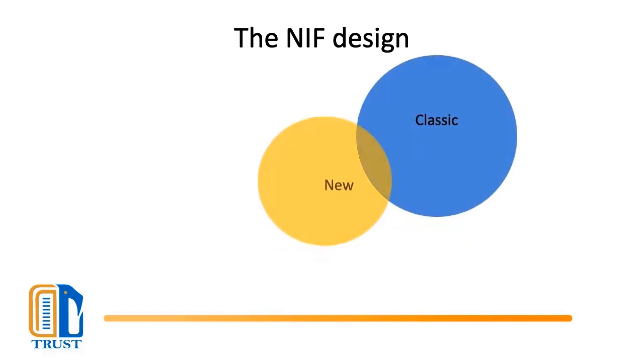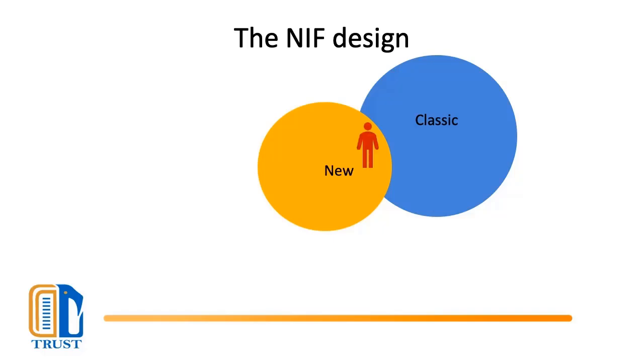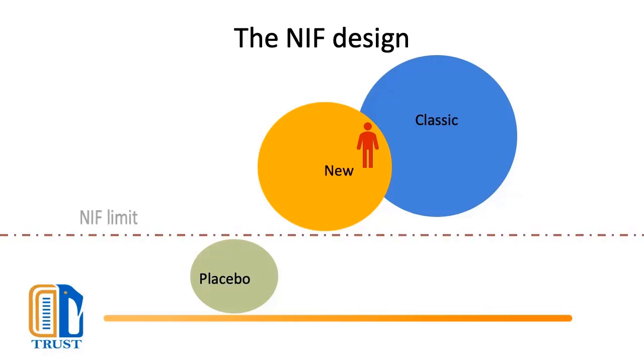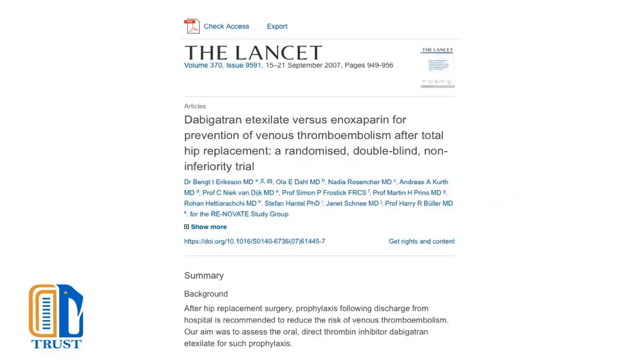This is the position of the new treatment in relation to the classic treatment. It is slightly less effective, but they are overlapping. A patient receiving either treatment will get more or less the same benefit. But both treatments have to be significantly superior to placebo. And the cutoff point of the superiority is known as the non-inferiority margin.